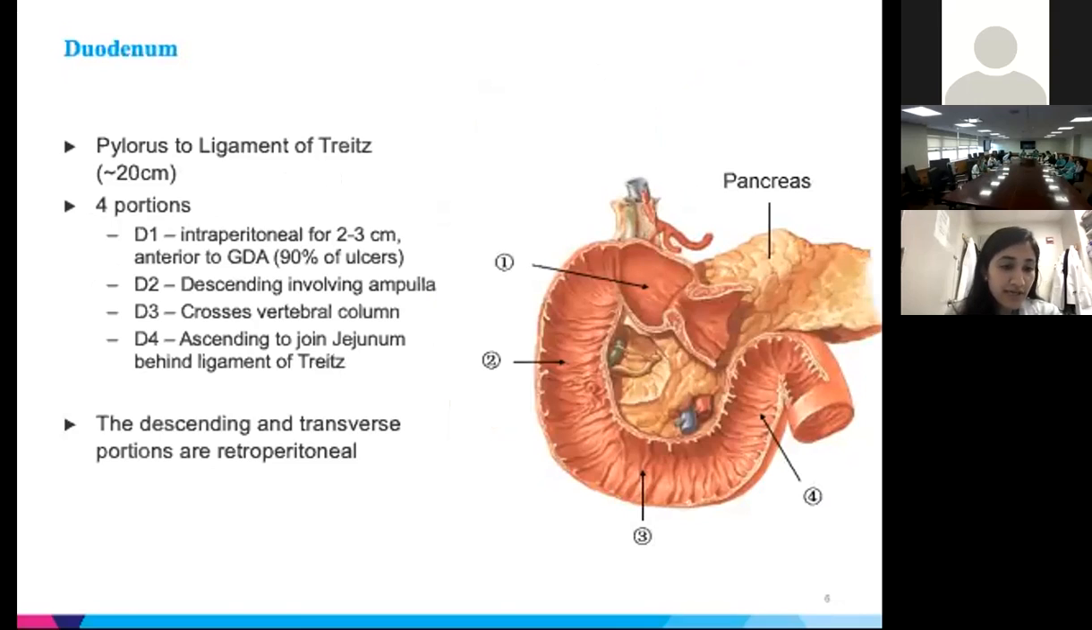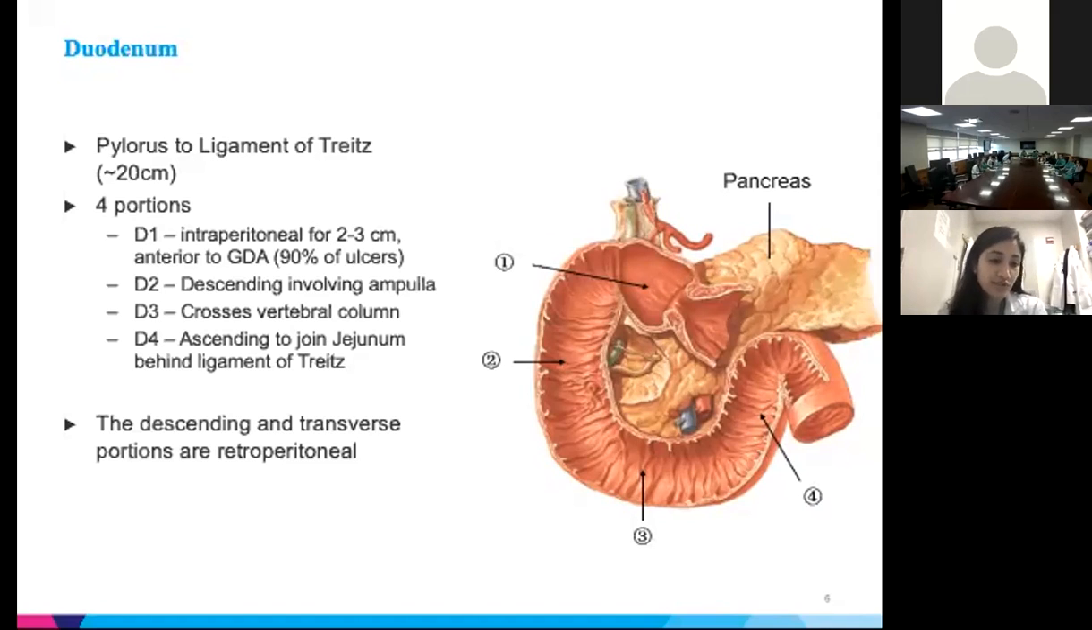So duodenal anatomy. The duodenum runs from the pylorus to the ligament of Treitz and is roughly around 20 centimeters. It's divided into 4 portions. The first portion, the duodenal bulb, is the first 2 to 3 centimeters and is completely intraperitoneal. It is anterior to the GDA, and it's where 90% of duodenal ulcers occur.